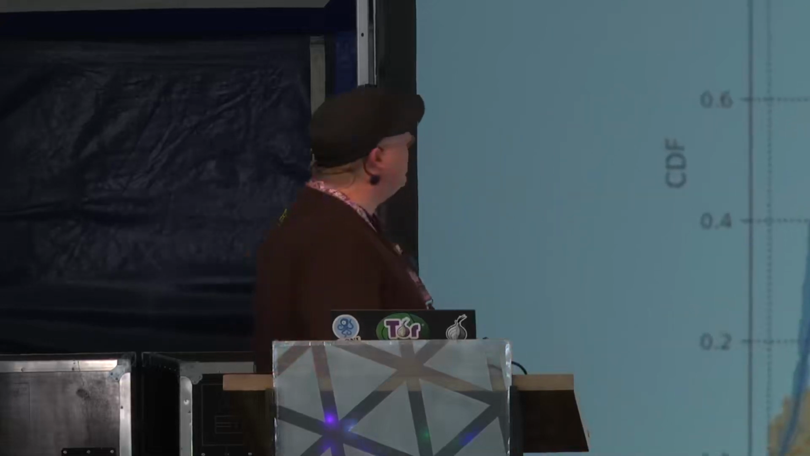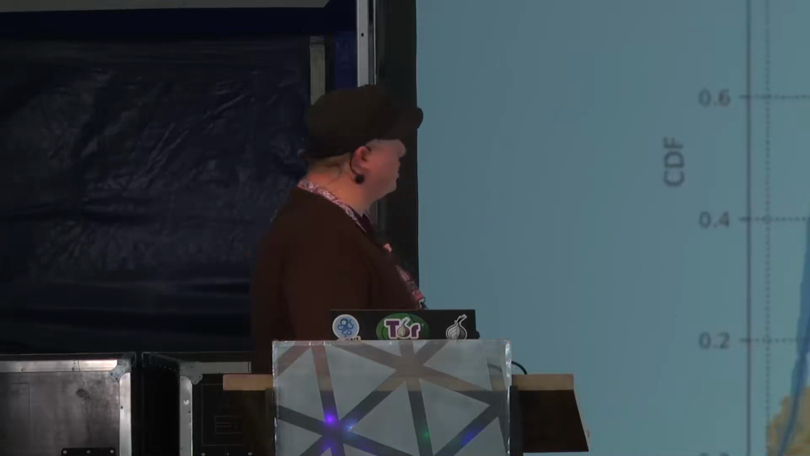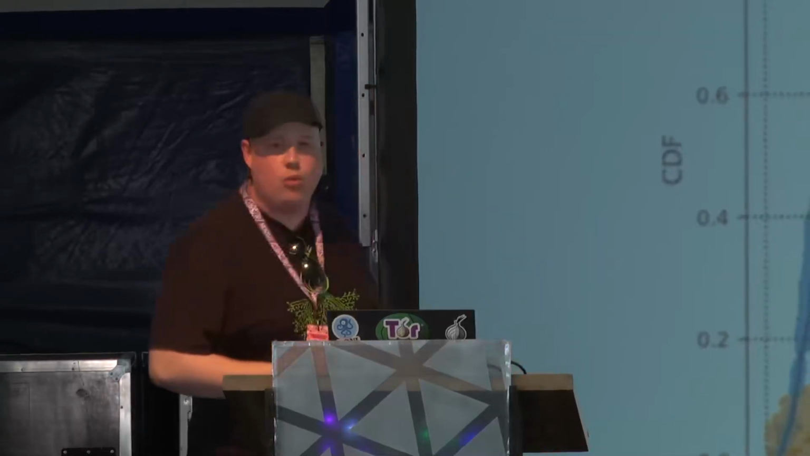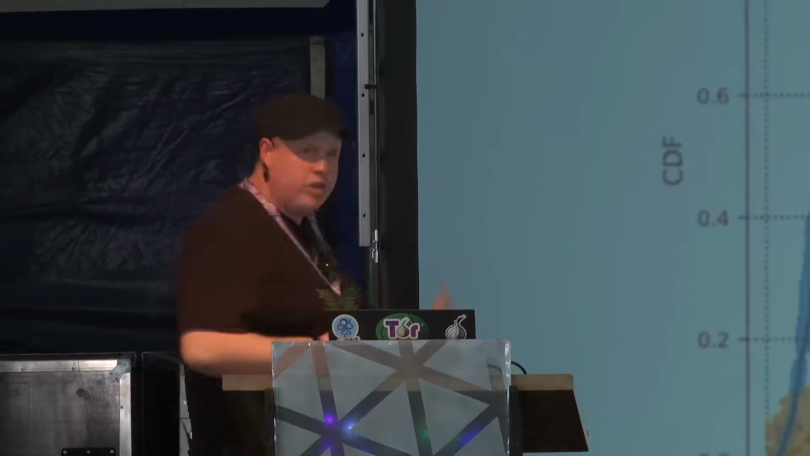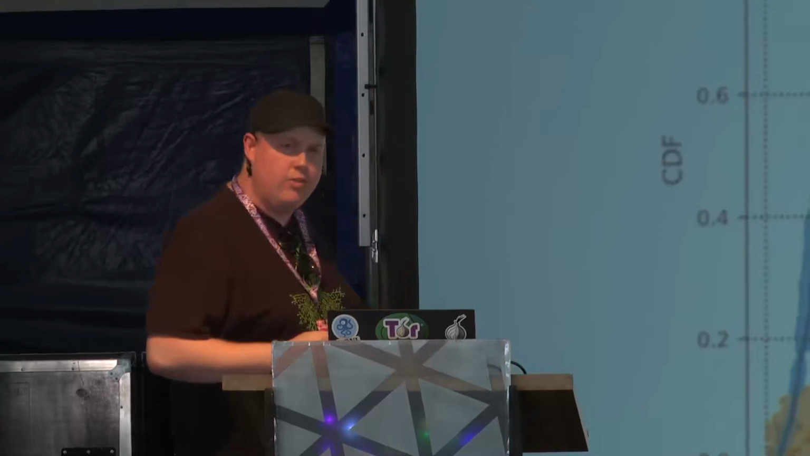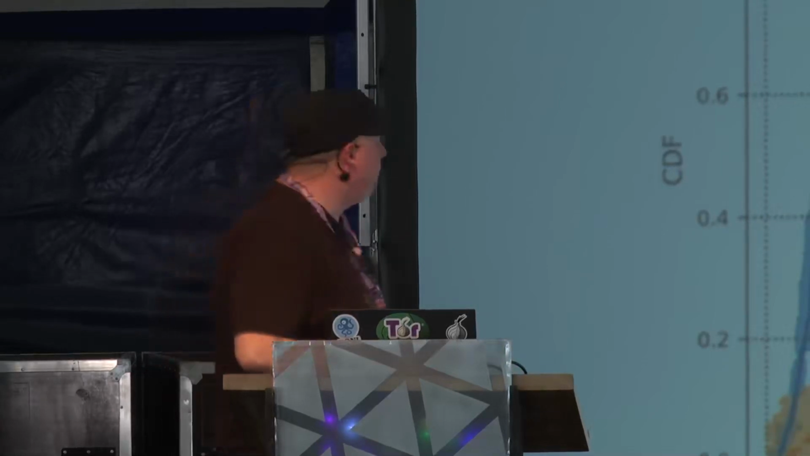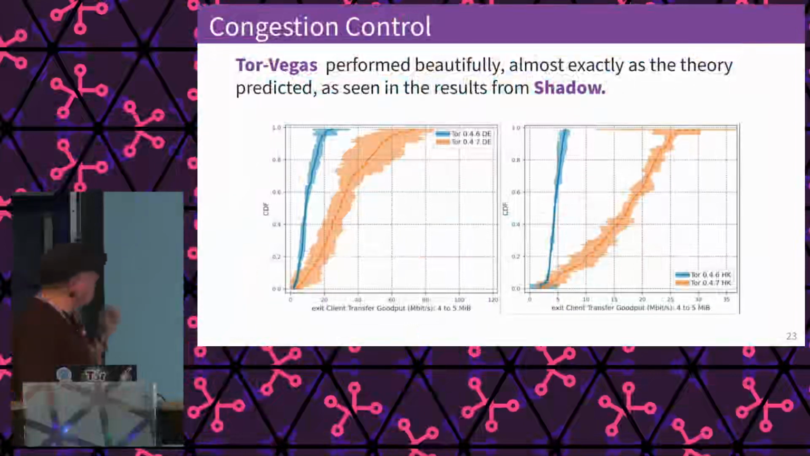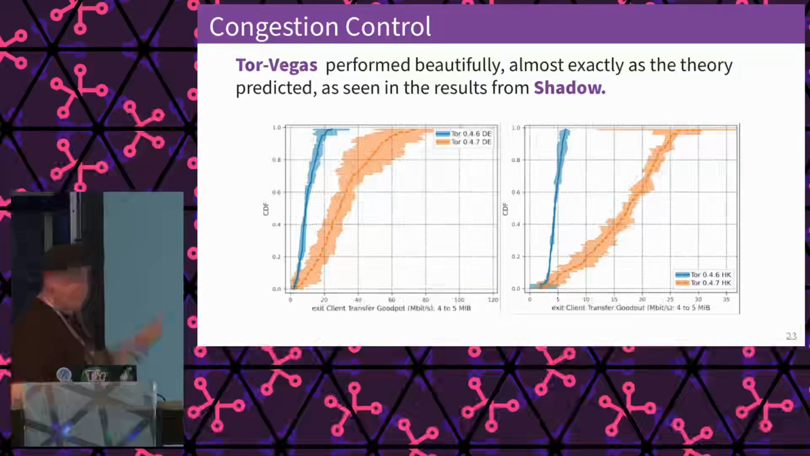However, the Vegas one worked extremely beautifully and worked in simulation exactly how we were going to think of it in the paper. So these plots are a little bit hard to read. It's sort of a distribution of the data that we're sending. The blue you see is the old version of Tor, and the orangey yellow thing is the modern version after congestion control.